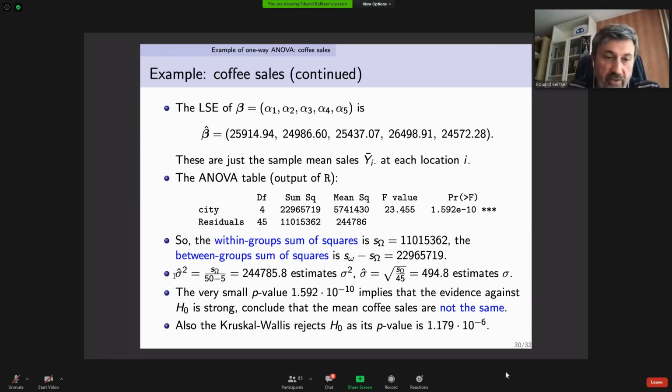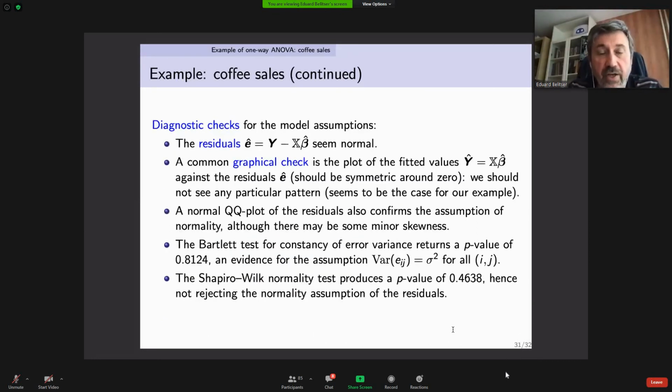And then, of course, we can find the estimator for sigma squared. This is just S omega divided by this, and that's the number. We can take the square root of that. And then a very small p-value implies that evidence against H0 is strong. We conclude that mean coffee sales are not the same. And if we run the Kruskal-Wallis test, we also get a small p-value. At least it shows the same result. It leads to the same conclusion. That's good.